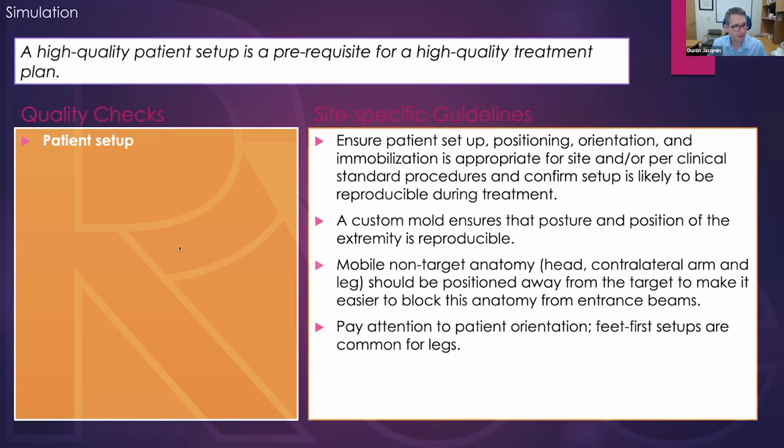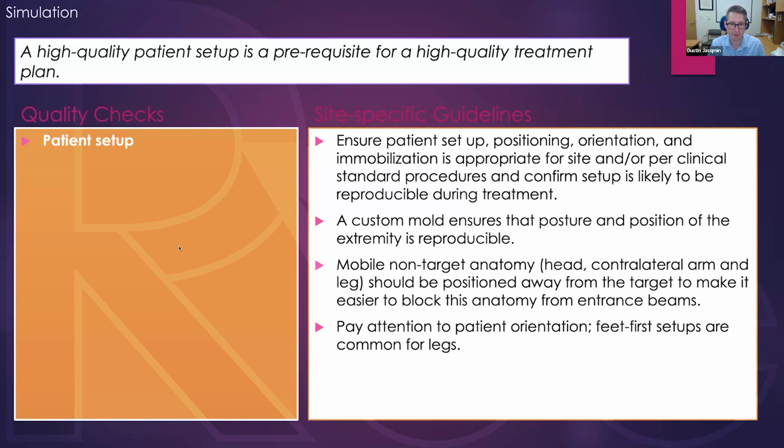Let's talk about patient setup. So for sarcomas of the extremities, which are arms and legs, we're going to be talking for the first time in this course really about how we position arms and legs. Because arms and legs are very mobile and there are many ways they can bend and rotate, it's important to have a custom mold to ensure that the posture and position of the extremity is reproducible on a day-to-day basis.